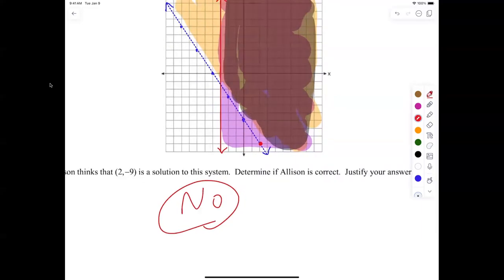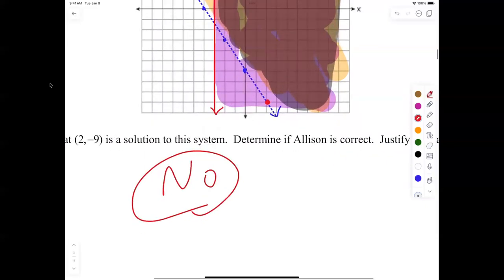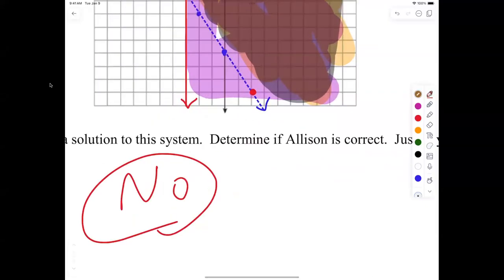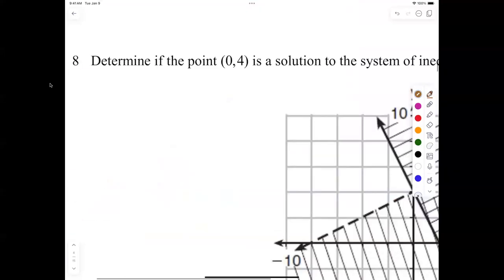Did you plot 2, -9? Did you see it? When I plotted it, it's right there on that line. Is on the line part of the solution? No, it's not. If it was a solid line, it would be a solution. All right, dotted line. It's everything up to, but not including that. All right, let's try the next one.